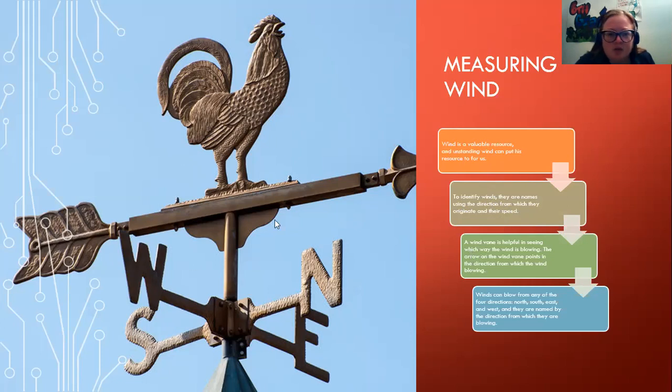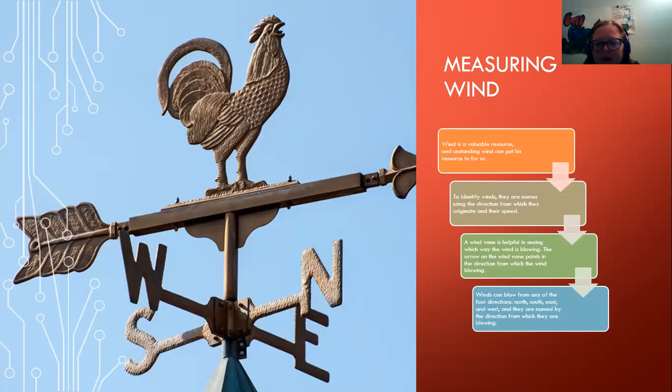A wind vane, which is what this picture is, is helpful in seeing which way the wind is blowing. The arrow on the wind vane points in the direction the wind is blowing.